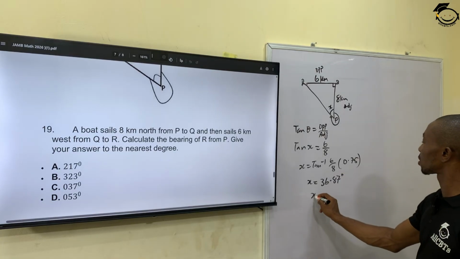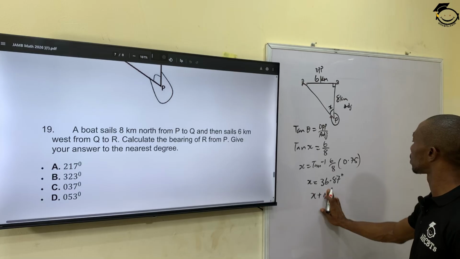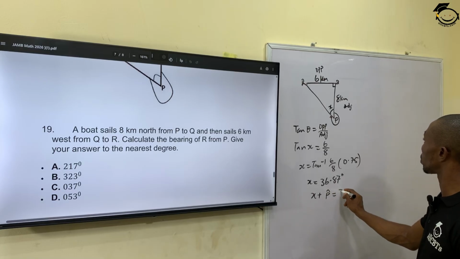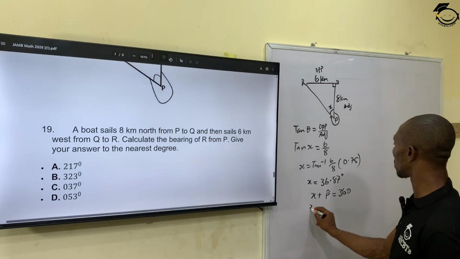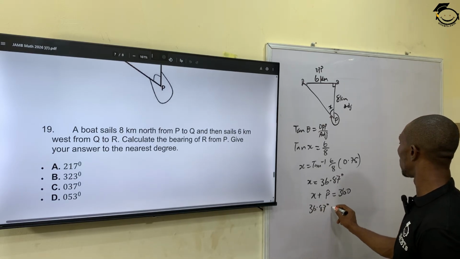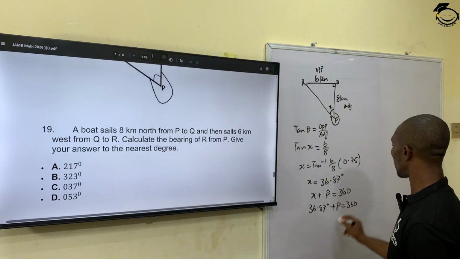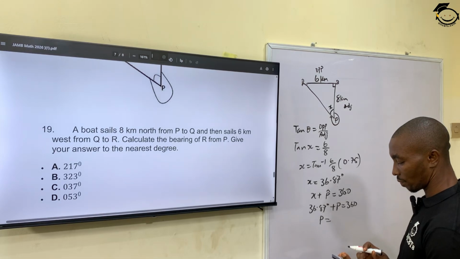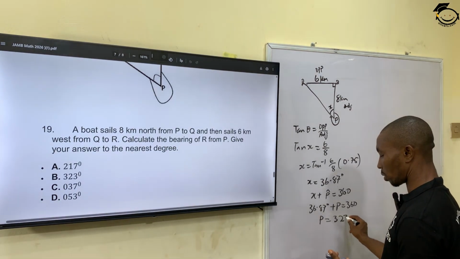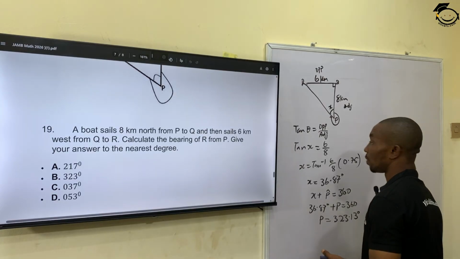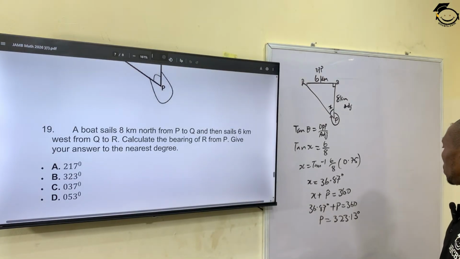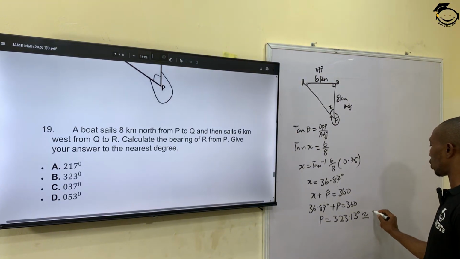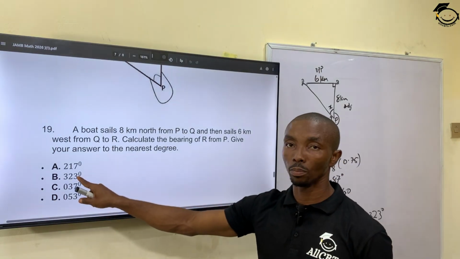Now, we know that X plus angle P equals 360. So if X is 36.87 degrees, plus P equals 360. So P equals 360 minus 36.87, which will give us 323.13 degrees. Now they say we should find to the nearest degree. So to our nearest degree will become 323 degrees, which is option B.